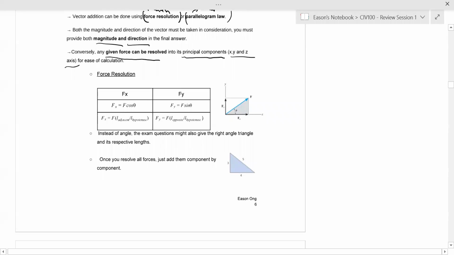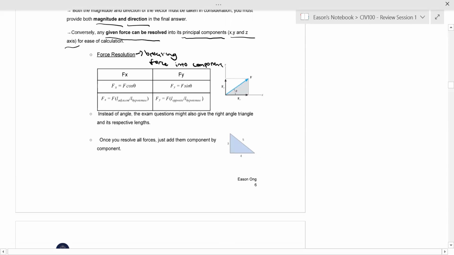So now let's go into force resolutions. What force resolution means is breaking down my resultant force into its principal components, which means in 2D, there will be X and Y axis, and then in 3D, there will be X, Y, and Z axis. We're going to start with 2D because I would say that's the foundation, and once we are familiar with it, then we'll go into 3D.